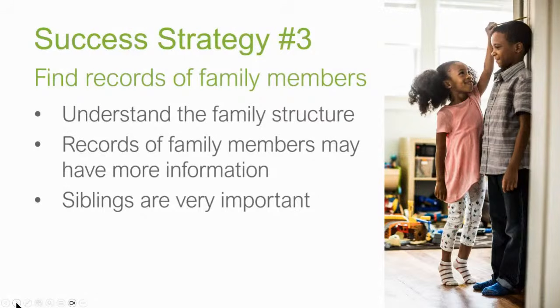Success strategy number 3 is to find records of all the known family members. This will help you understand the family structure because records of family members could have more information than the records created specifically for your person of interest. Siblings of ancestors are especially important because they usually have the same parents and grandparents.